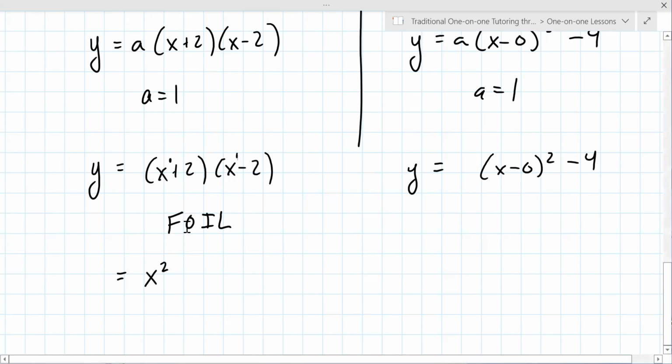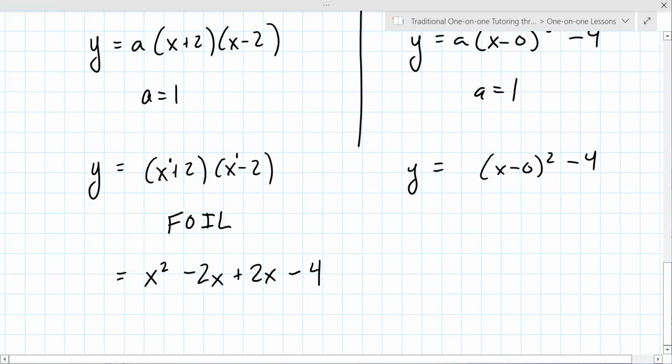And then the O stands for the outer, x times -2. What is x times -2? Minus 2x. The number comes before the variable. And then it's positive 2 times x, that's the inner. Positive 2 times x is plus 2x. And then L stands for last, 2 times -2. 2 times -2 is -4. Sign matters.